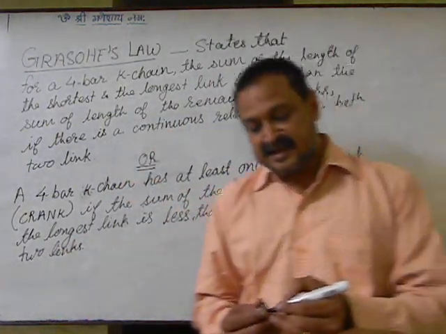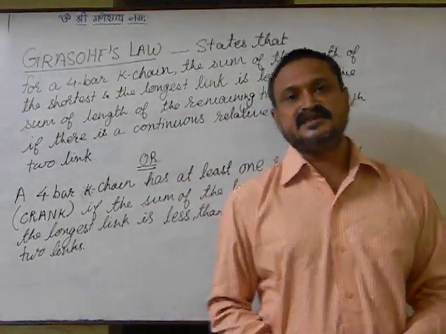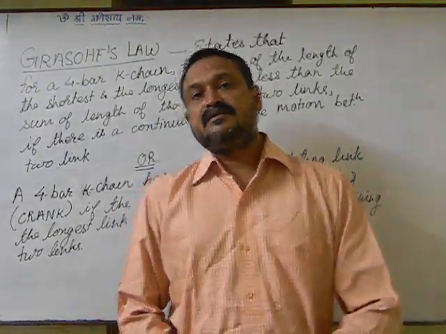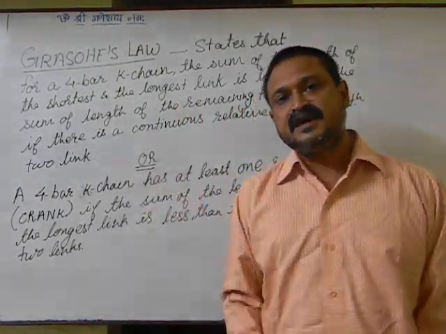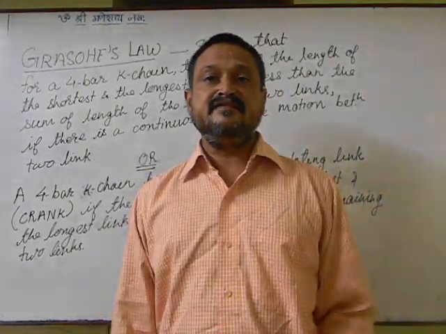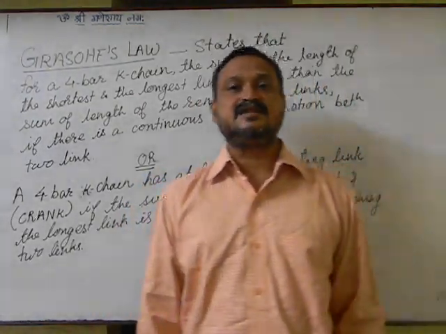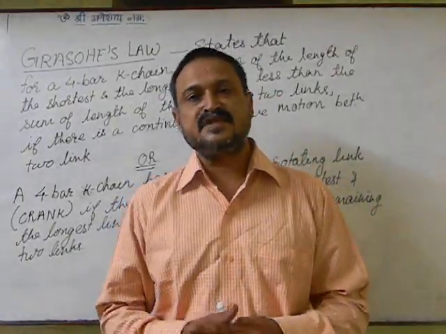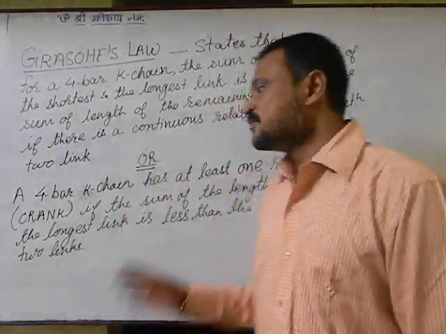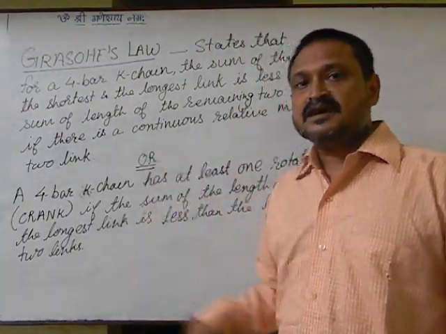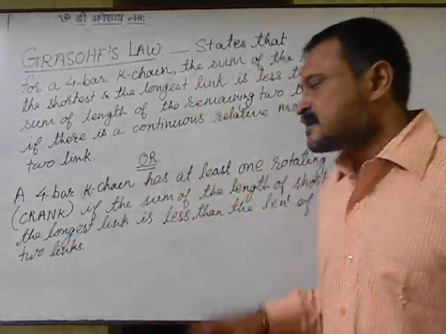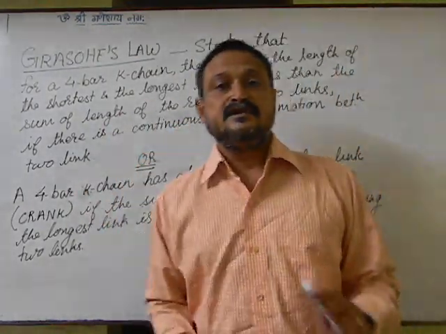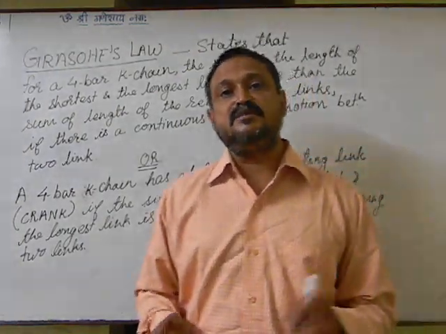So far in the analysis for whatever number synthesis we did, we were not talking about the link lengths, right? But when we come to this situation wherein we are thinking of driving that mechanism, I need a crank. So when I want to ensure that in my mechanism there has to be a crank, I have to check. This law gives me a check whether my mechanism contains a crank or not. So now the lengths of the links are coming into the picture.